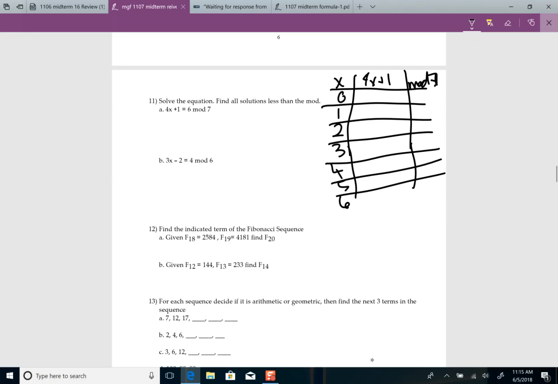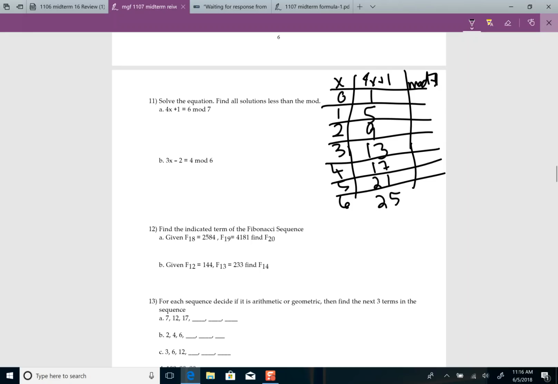Plug the 0 in. 4 times 0 is 0, plus 1 is 1. 4 times 1 is 4, plus 1 is 5. 4 times 2 is 8, plus 1 is 9. 4 times 3 is 12, plus 1 is 13. 4 times 4 is 16, plus 1 is 17. 4 times 5 is 20, I add 1 is 21. 4 times 6 is 24, plus 1 is 25.